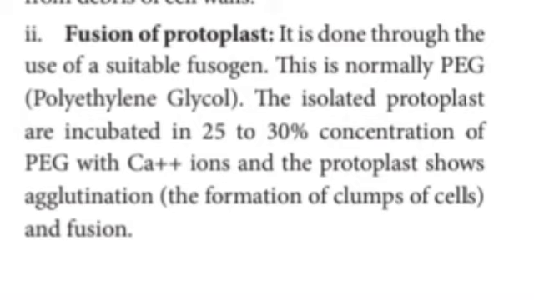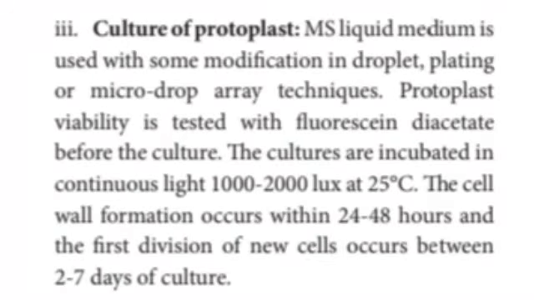Protoplast agglutination, that is clumps of cells, and fusion of protoplasts take place. The suitable fusing agent is PEG, polyethylene glycol, with 22% calcium ions. Next is culture of protoplast.